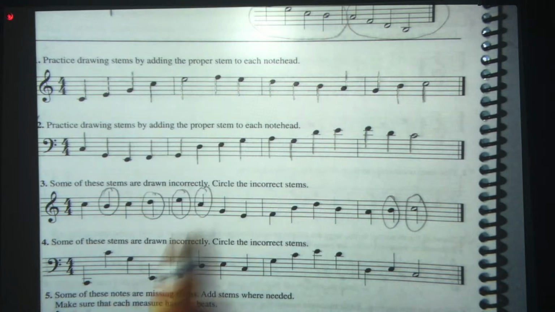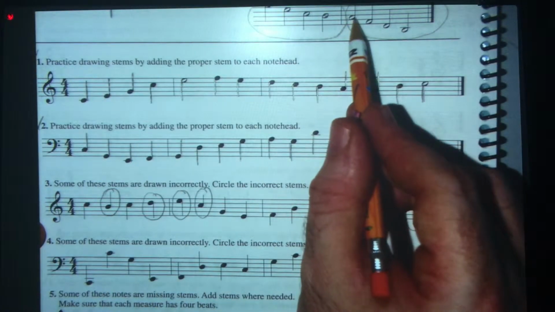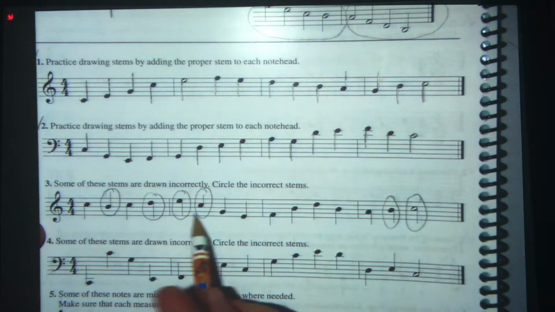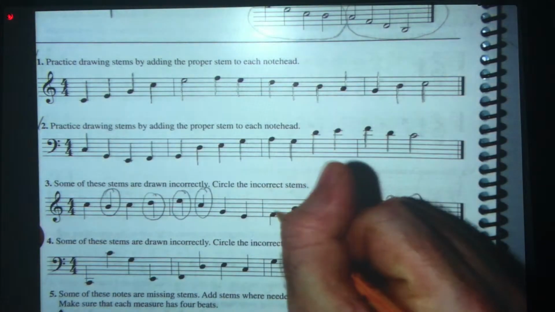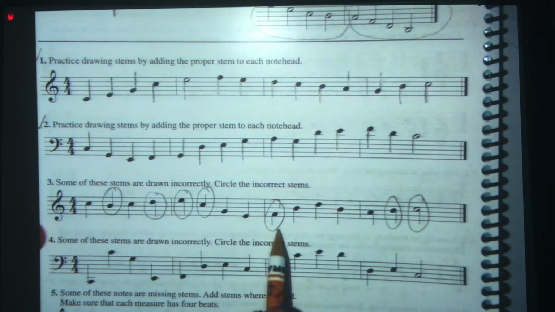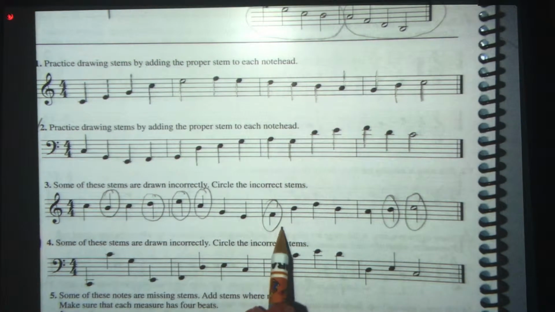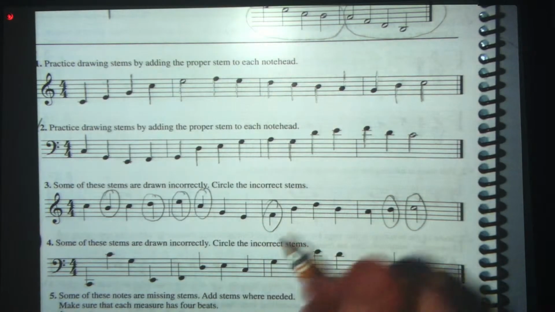Okay? Now we're also going to look for the ones that should be on the right side of the note head and up. So that would be second space. Yes, yes, no. And you can tell how weird this looks. It just looks lonely. What's wrong with me? Well, you're on the wrong side of the note head and you're facing down and you should be facing up.